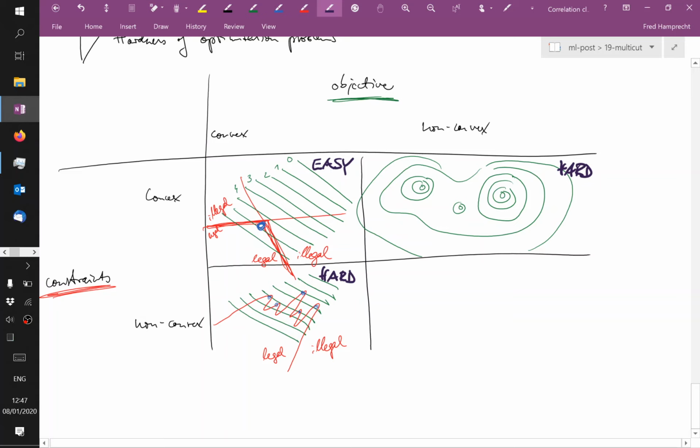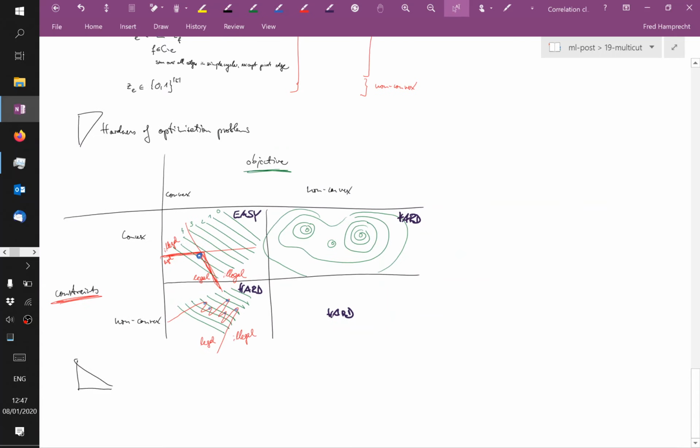Well, and then if you have a non-convex objective and non-convex constraints, hard. This is very hard, okay? Doesn't get any worse. Good. This is the end of the pictorial excursion to optimization theory.